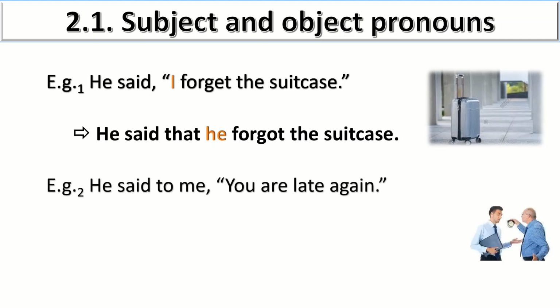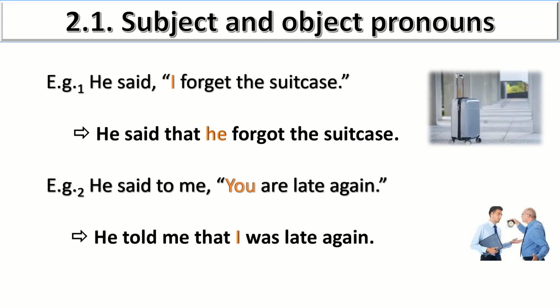Now we move to example 2. He said to me, "You are late again." In this sentence, "he" is the speaker and "me" is the listener. So in "you are late again," "you" here is the listener. So I can write this sentence like this: He told me that I was late again. Is it clear for you? Yes. Let's move to another example.